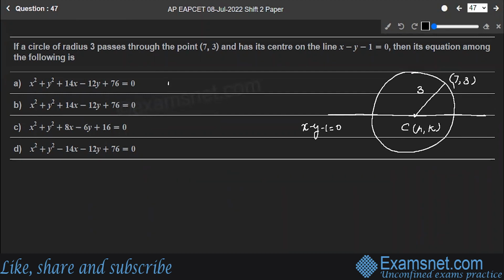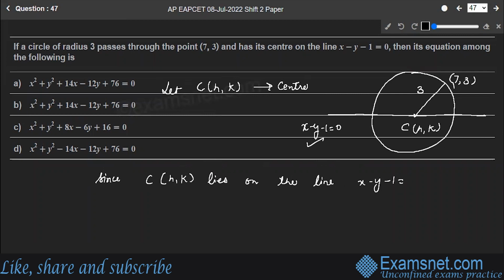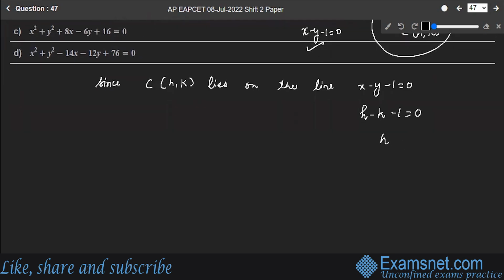So first, let C(h, k) be the center of the circle. Now, because C(h, k) lies on this line, x minus y minus 1 is equal to 0, therefore, since C(h, k) lies on the line, this can be written as h minus k minus 1 is equal to 0, or h is equal to k plus 1. Now, you know that CP is the radius.